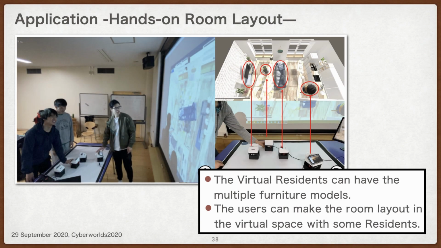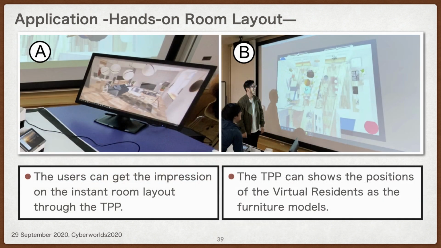As shown in the right image, each resident in the real world corresponds to the virtual function model, and the left image shows that some users can move the virtual function models using some residents. By moving some residents, the users can try several different spatial designs through the TPPs. The TPP can show the positions of the functional models and the appearance of the instant room layouts to the users. Of course, the users can observe the room layouts through the shared FPPs and the immersive FPPs.